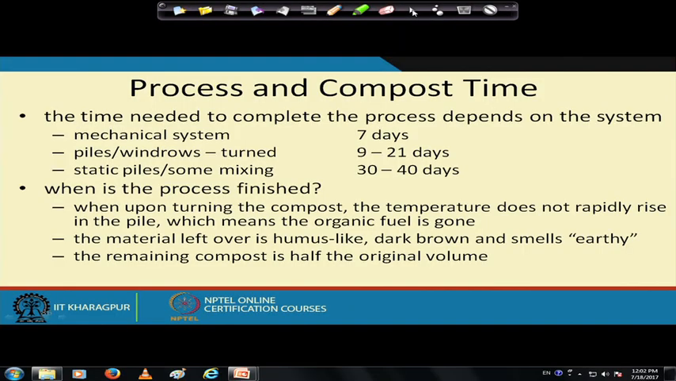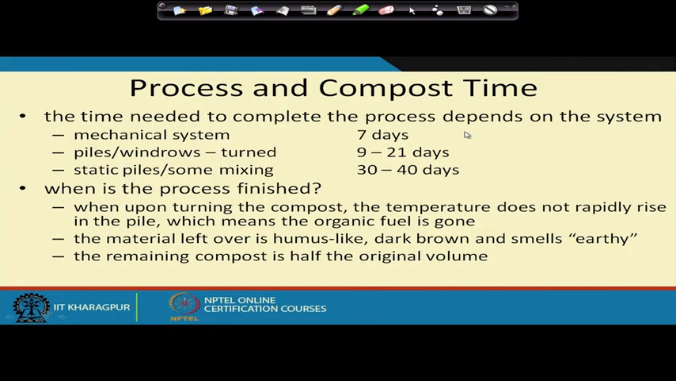But that's okay if land is not an issue. If you have sufficient land available, the cost will be less, and you can operate the compost that way. In terms of windrow, where you are doing the turning exercise, it is 9 to 21 days, so slightly over a week to 3 weeks is what's required. If you go for a highly rigorous mechanical system, you can even bring it down to a week. So you can get the composting done in a week.